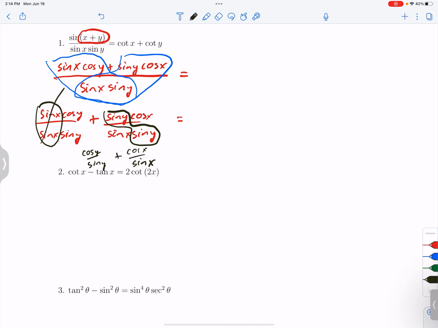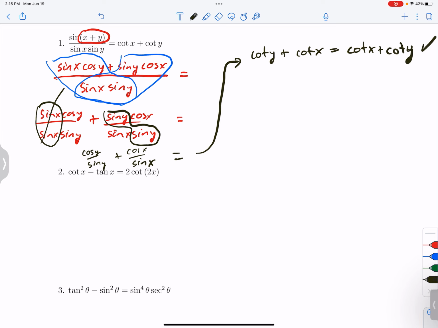Okay, I'm running out of room here, but we can see that both of those fractions are cotangents. So cosine of y over sine of y is cotangent of y, plus cosine of x over sine of x is cotangent of x, and that's what we have on the right-hand side, just in reversed order, but those are equal to each other.